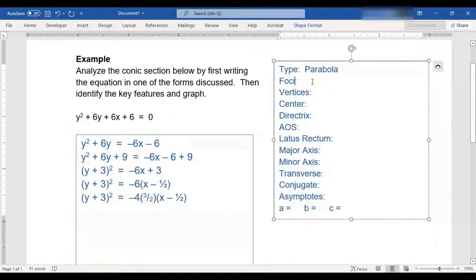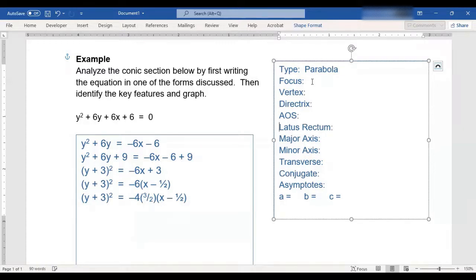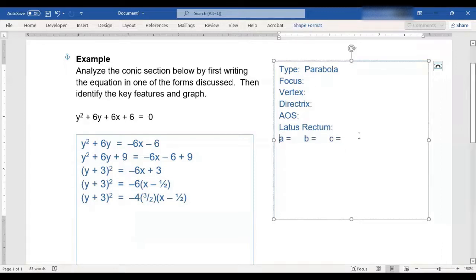In fact, since I'm a parabola, I only have one focus and I only have one vertex. There's no center of a parabola. And then I don't need any of these other axes that come with other conics. And there's no B or C, just an A.